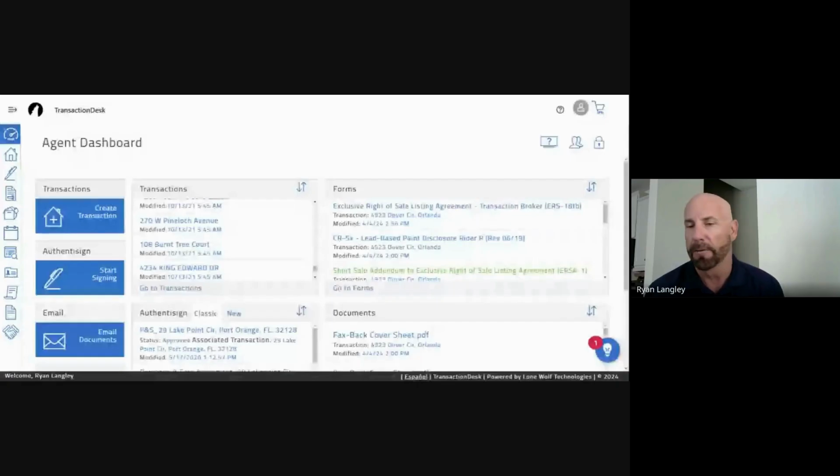We're going to share screen here, and we're going to go over a few things. I don't know if you guys use Transaction Desk or Form Simplicity. I don't care. You can use whatever you'd like. Those of you who don't know, Form Simplicity is put on by Florida Realtors, and Transaction Desk is through your MLS affiliation.